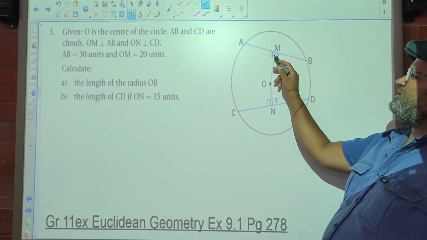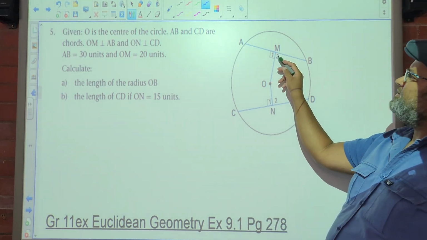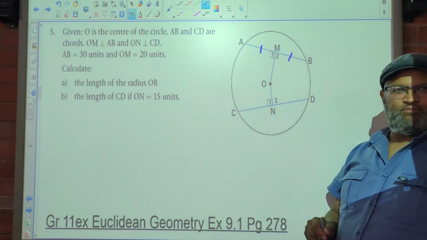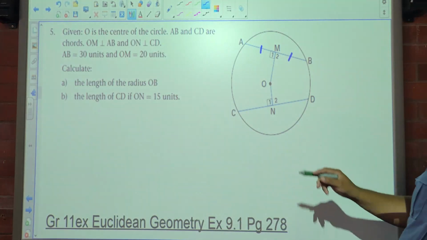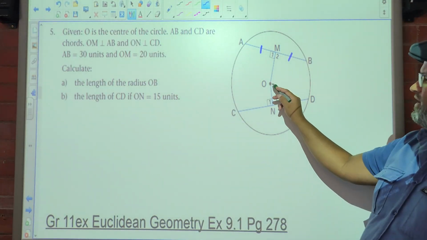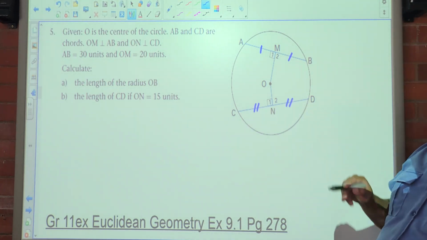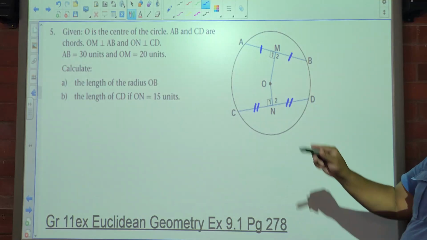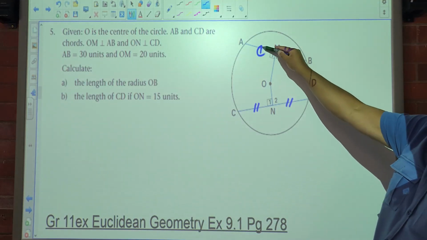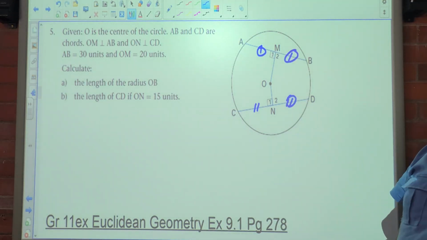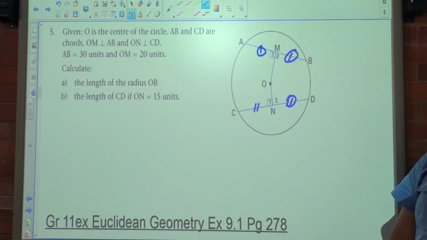So if these are perpendicular, what do we know? AM is equal to MB. Also, if ON is perpendicular to CD, then CN is equal to ND. Why did I make that 1 and this 2? They're not equal. Okay.